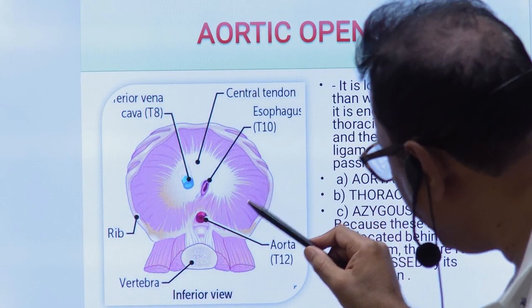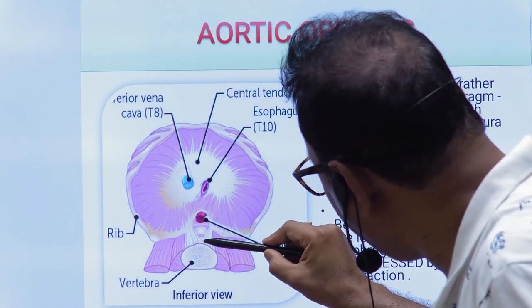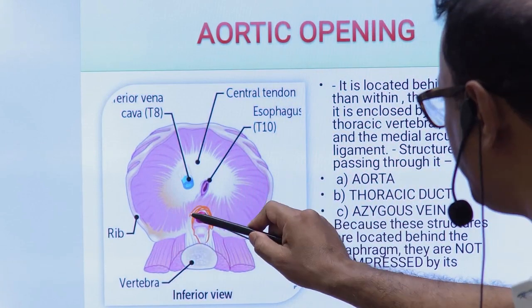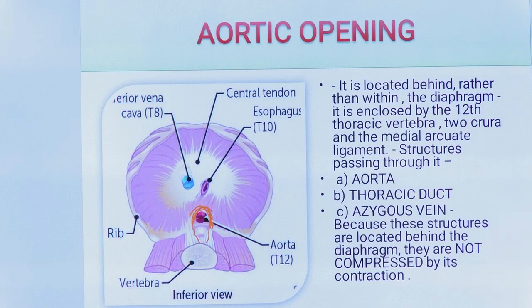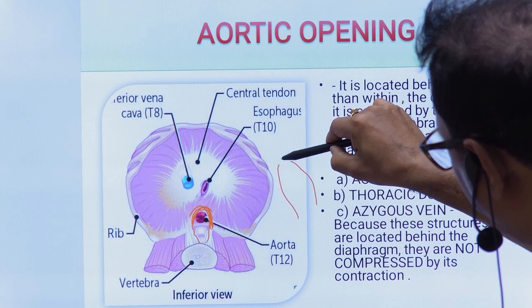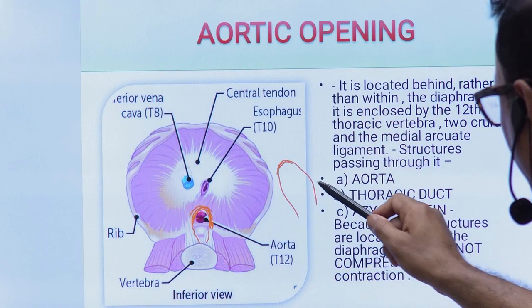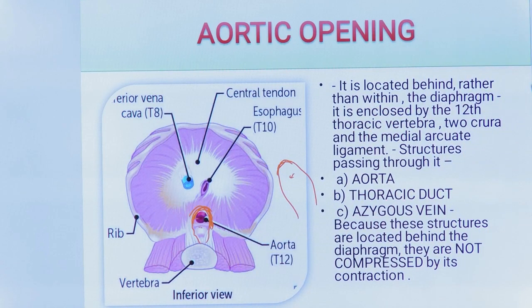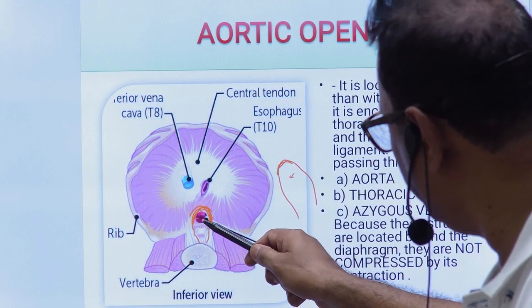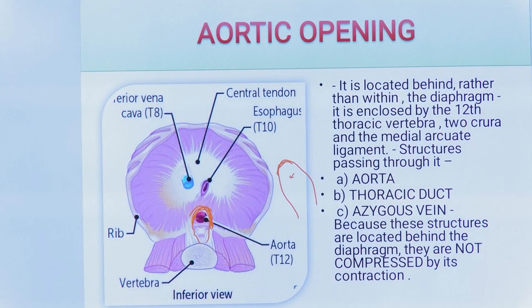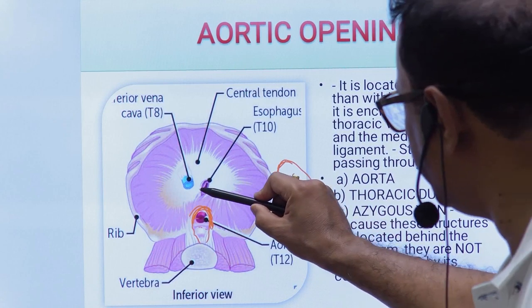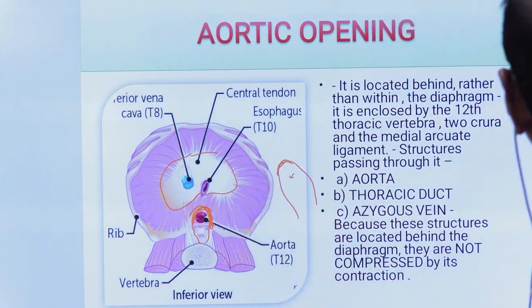Now, this aortic opening: if we could see, this is the lateral arcuate ligament, this is the medial arcuate ligament, and this is the right crest and the left crest forming the median arcuate ligament, which we have just read. The right crest of the diaphragm and the left crest of diaphragm meet together, forming the median arcuate ligament, and we have got a gap over here. This gap is between the lumbar vertebra and the median arcuate ligament. And this is the central tendon, the C-shaped central tendon.